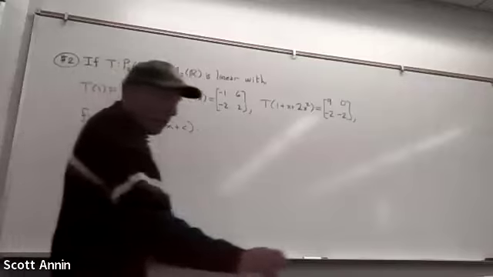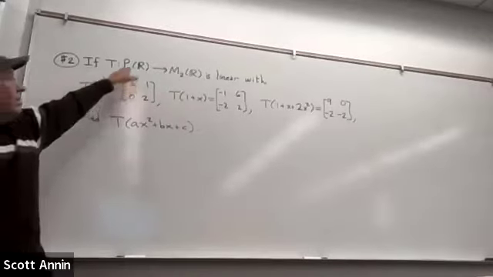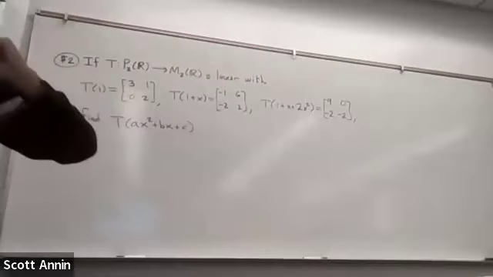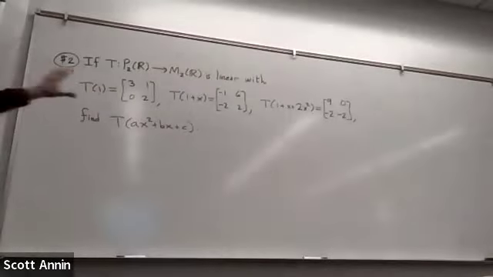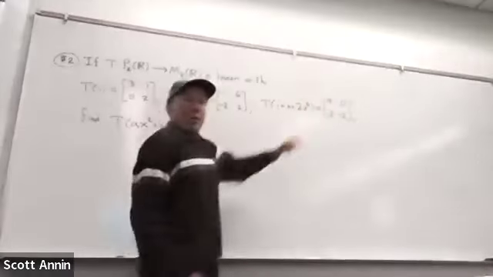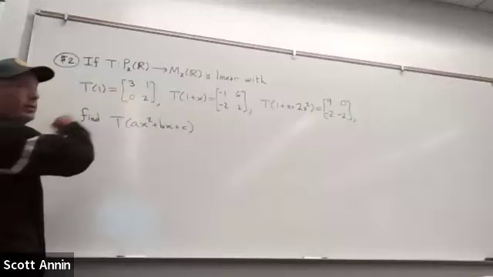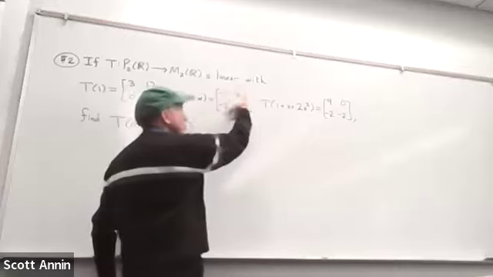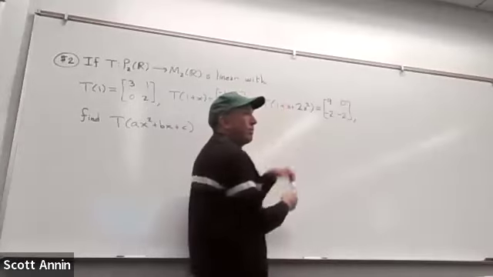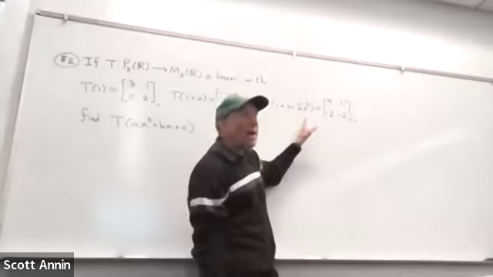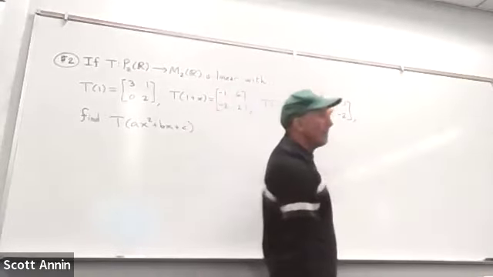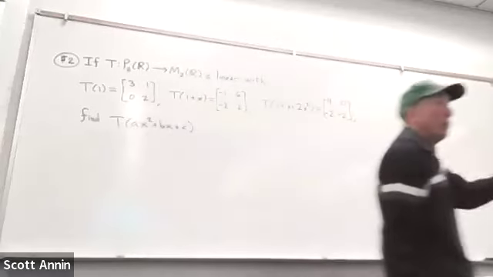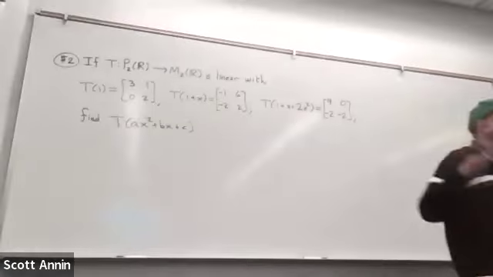If I take a transformation from P2 of R going to M2 of R, again, if it's linear, right, guys? If it's linear, then again, I have some given values here. So I told you what T of 1 is. It's this 2 by 2 matrix right here. I told you what T of 1 plus X is, which is this 2 by 2 matrix right here. And then this third point is 1 plus X plus 2X squared. And T of that is going to be this third matrix right here. Let's assume that we know those values. All of that stuff is given to us.